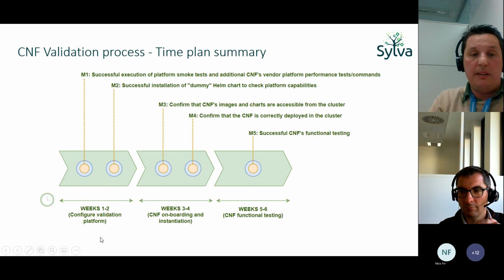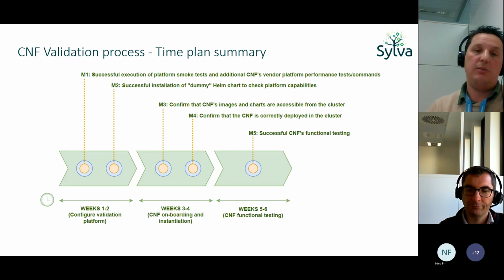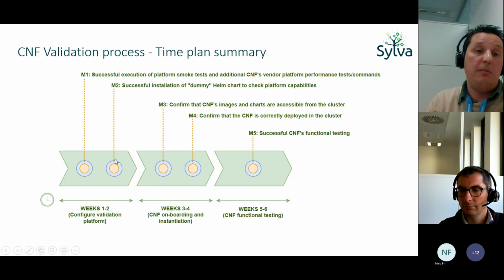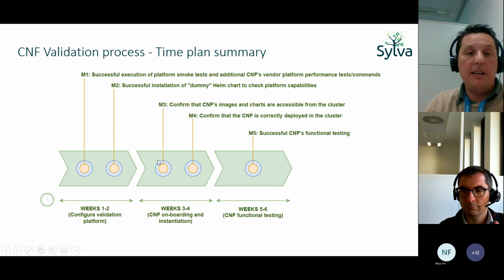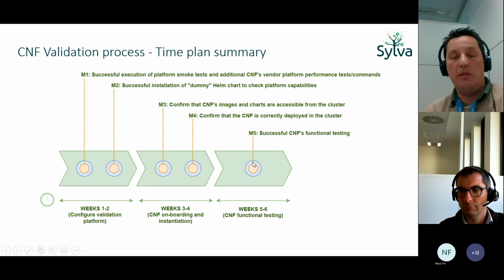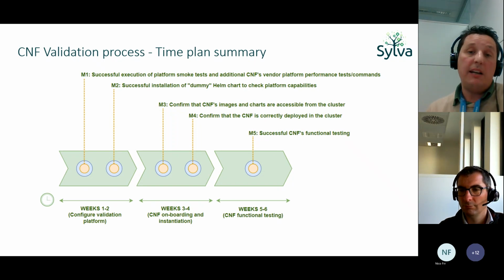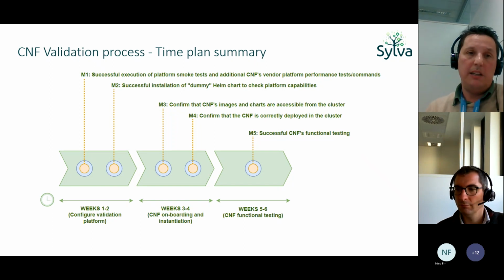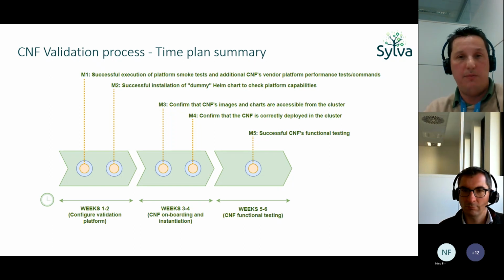We have a validation platform configuration step, where we prepare everything just to deploy the network function. This probably will be reduced because in the end, more or less all the network functions will require similar capabilities. Once the platform is ready, we will need to deploy and confirm that deployment is correct, and we will need to run the successful functional testing. Additionally, we will run new tests that we are still evolving in this working group, but this is basically the cycle, a 5-week cycle to validate every CNF for every release in every flavor of Sylva.